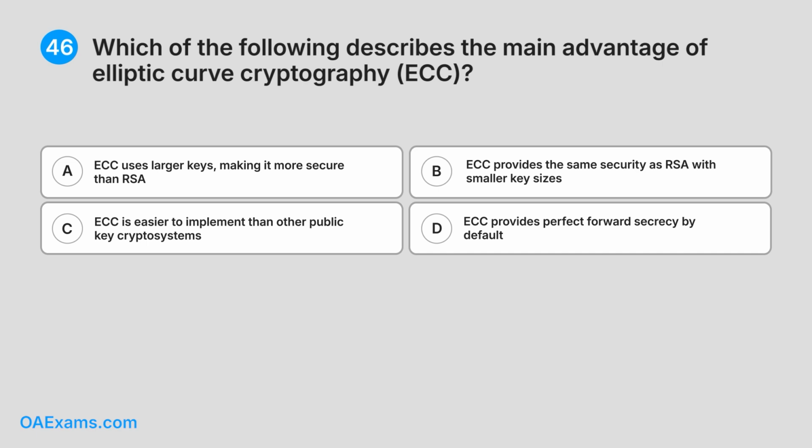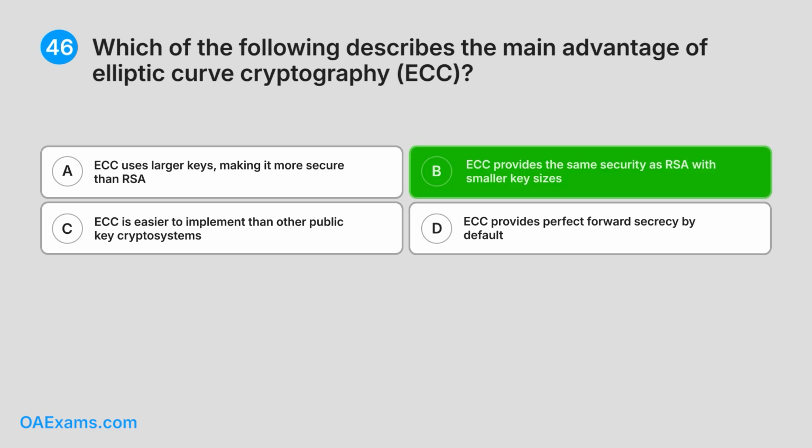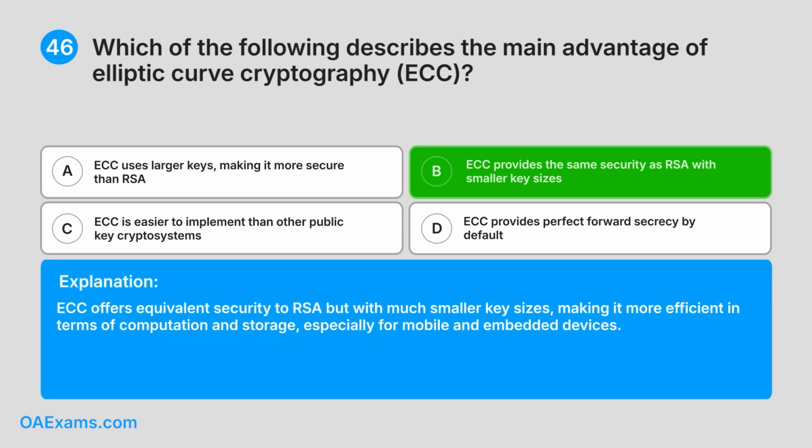Correct answer. B. ECC provides the same security as RSA with smaller key sizes. Explanation. ECC offers equivalent security to RSA, but with much smaller key sizes, making it more efficient in terms of computation and storage, especially for mobile and embedded devices.